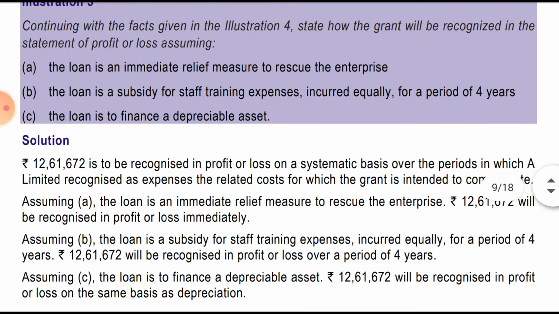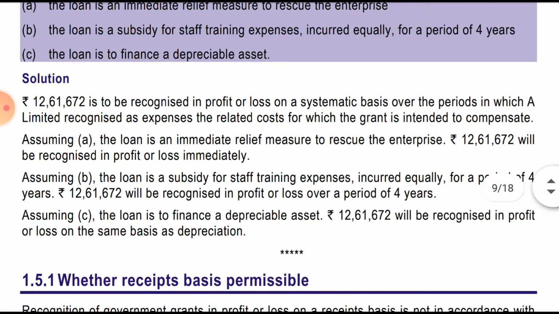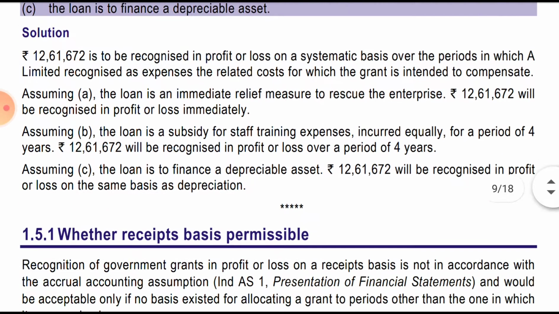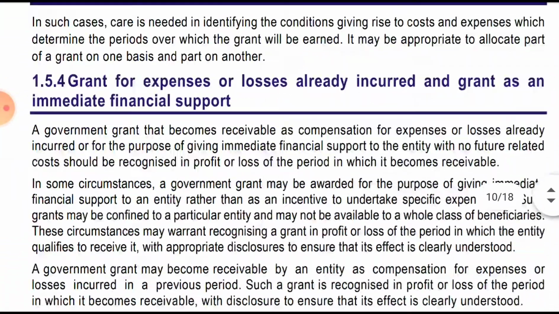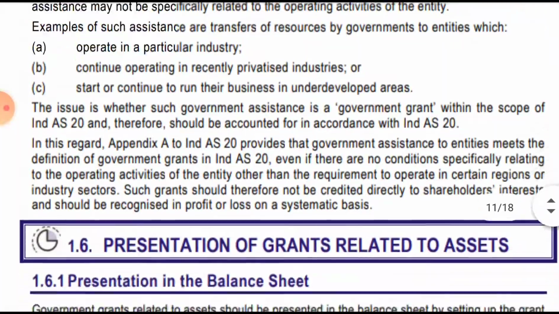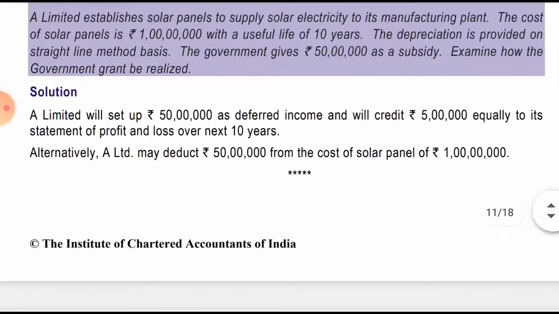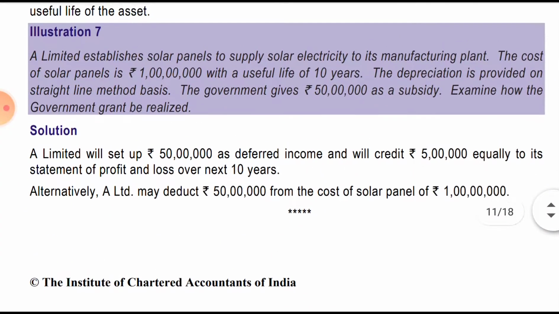And the last one: if the grant is to finance a depreciable asset, then it will be recognized in the profit and loss account in the same proportion as depreciation. Okay, so everything is simple. See, this seventh also we will do.